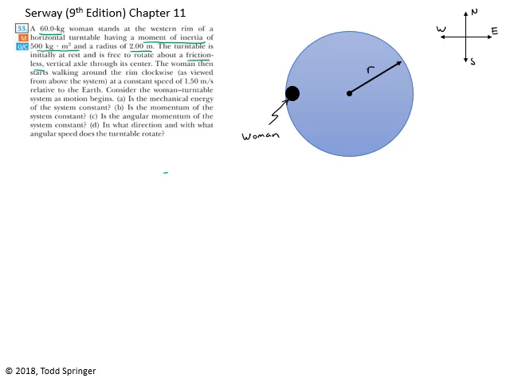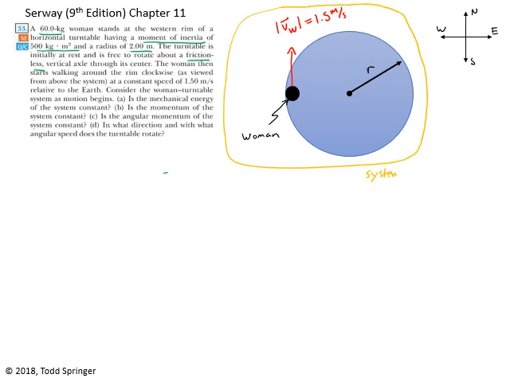The woman then starts walking in a clockwise fashion at some speed, so v_w I'll denote as the woman's speed, 1.5 meters per second, relative to the ground. Consider the woman-turntable system as motion begins. So as motion begins, this is our system. And we're thinking about what is conserved and what is not conserved for this system.